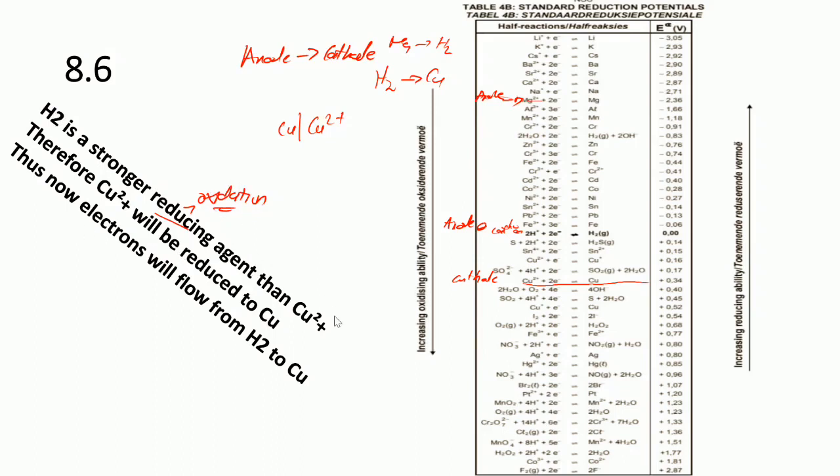And then what will happen to the Cu2+ ions? They will be reduced, right? That means they will gain electrons. Reduction will take place. Cu2+ will be reduced to Cu, from an oxidation number of +2 to an oxidation number of 0. That's a decrease in oxidation number, meaning it is gaining electrons. It is being reduced, right? Thus electrons will flow from H2 to Cu. So it always flows from the anode to the cathode, from the one that undergoes oxidation to the one that undergoes reduction. I hope all that makes sense.